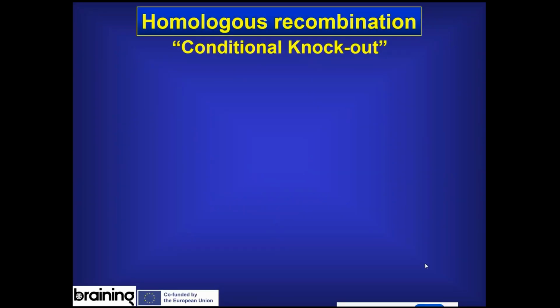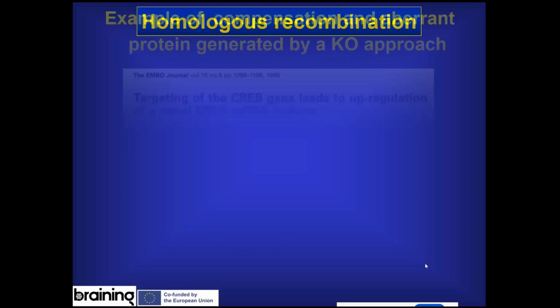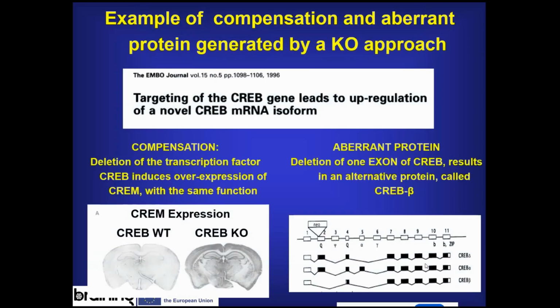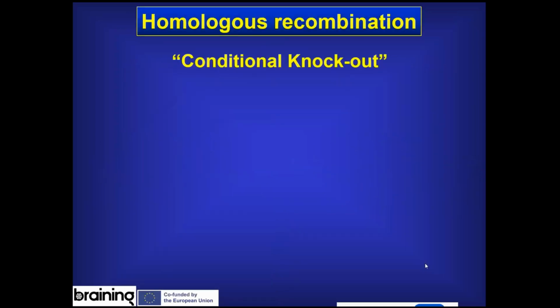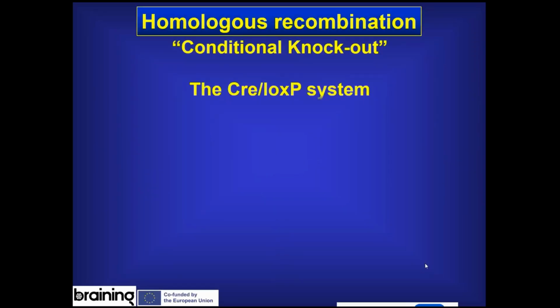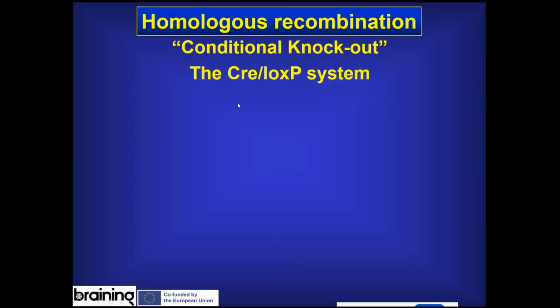However, just to come off of that, this was a technical difficulty. Coming to the theoretical disadvantage, which is the temporal and spatial information, what we can do is a conditional knockout. And this is still based on a system that we borrowed from bacteria, which is called the Cre-LoxP system.